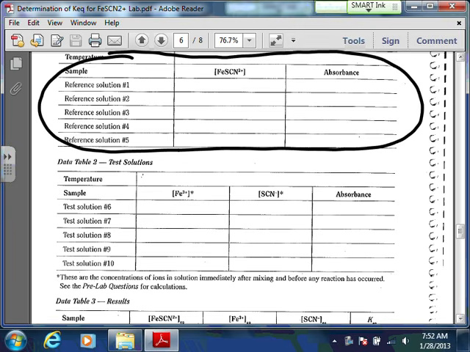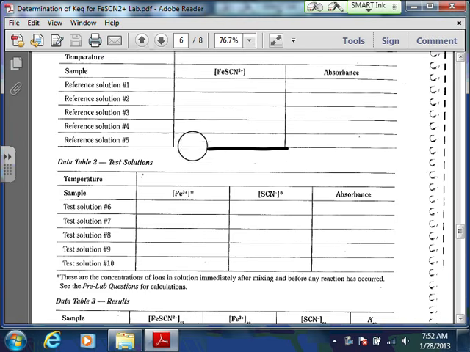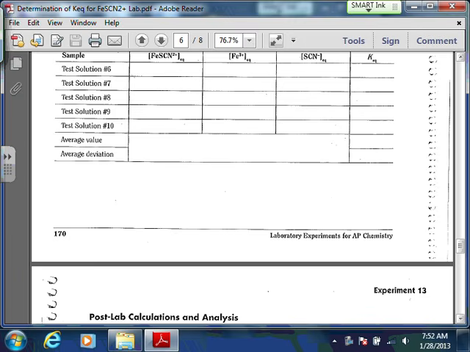Once you have done that, now you have a nice little reference graph that you can use to figure this out. That's going to tell you your concentration based on your absorbance in your test solutions, the ones that we don't know, 6 through 10. And so then you're going to be able to get those concentrations there.